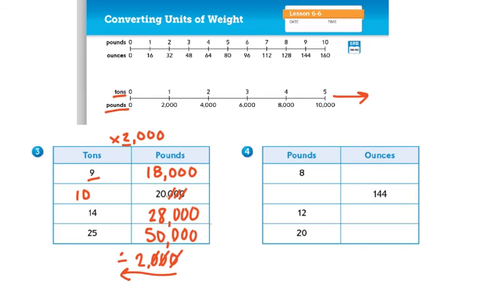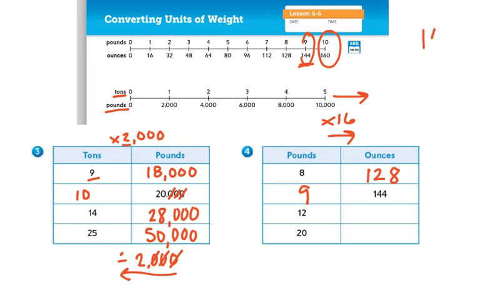Now moving from pounds to ounces in number 4, we do have the first 2 that are on our measurement scale. So 8 pounds would be the same as 128 ounces. And here we can see 144 ounces is the same thing as 9 pounds. But when we get to 12 and 20, we have to use multiplication. So over on the side of your math journal, you have some space to go ahead and multiply. We know that when we move from pounds to ounces, we're going to multiply by 16.